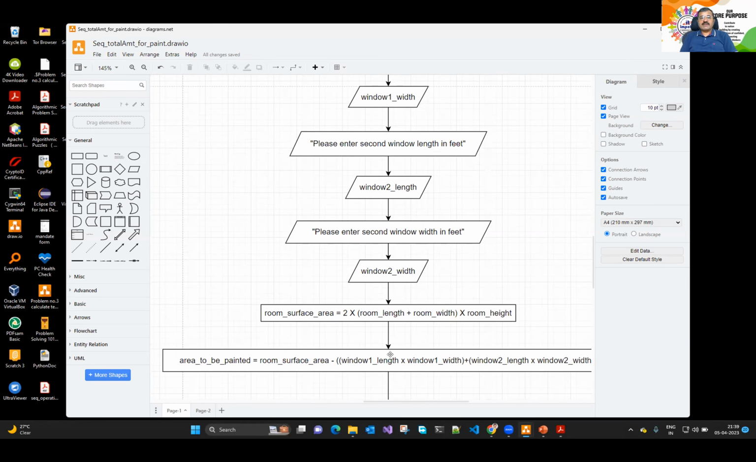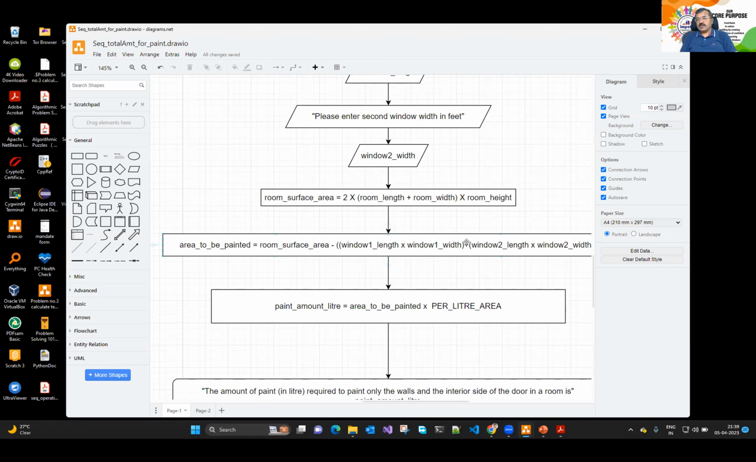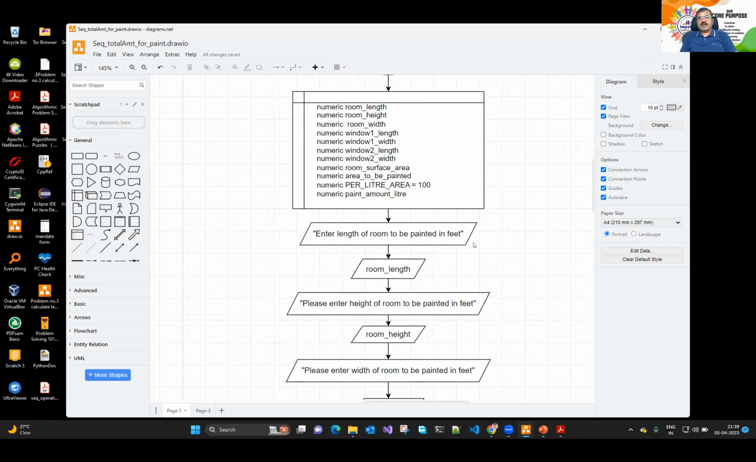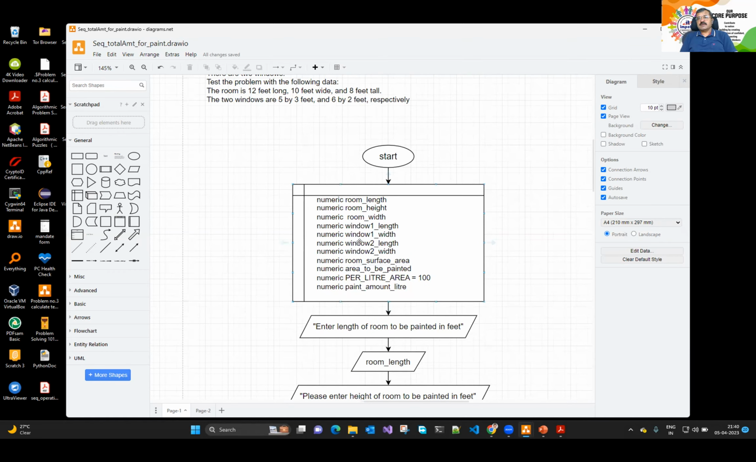But I will never have such large formulas in my code. I'll never have large formulas because they're confusing and difficult to understand. Plus, I'll not define this many variables. Listen to me very carefully. Why would I not define this many variables? Now tell me, this window 1 length and width, window 2 length and width, what is the purpose of using these variables?